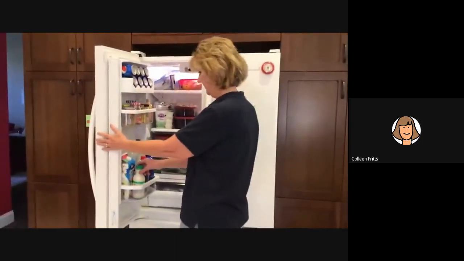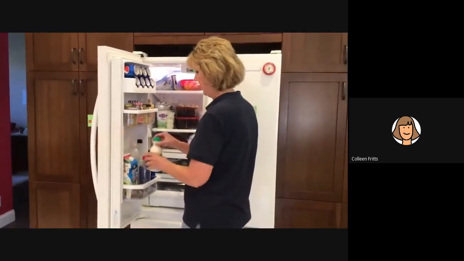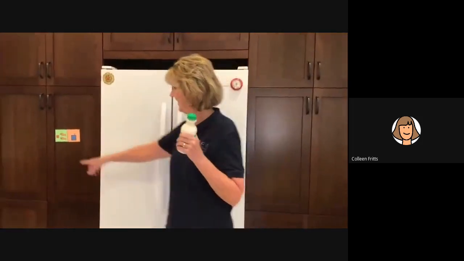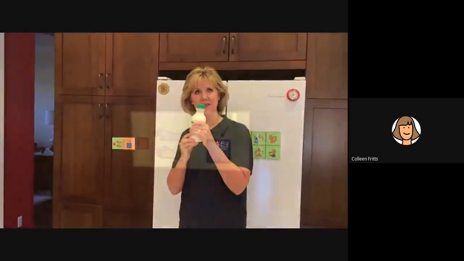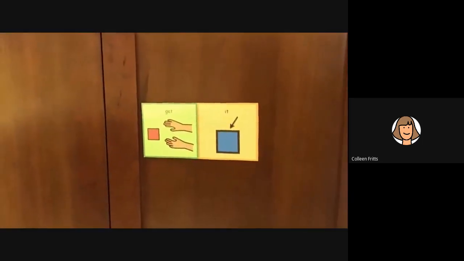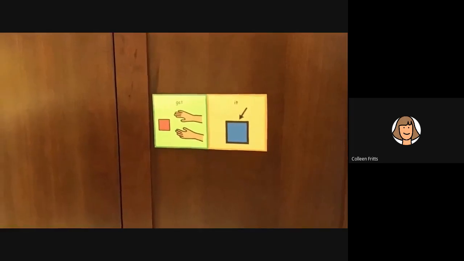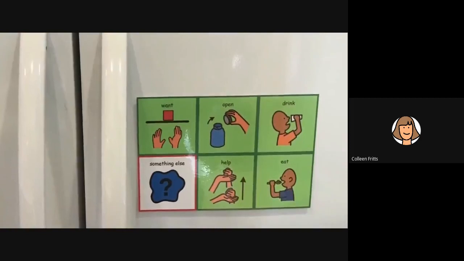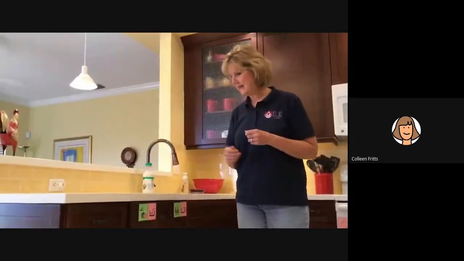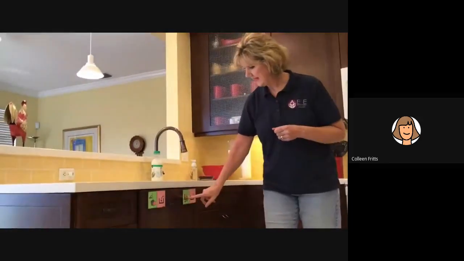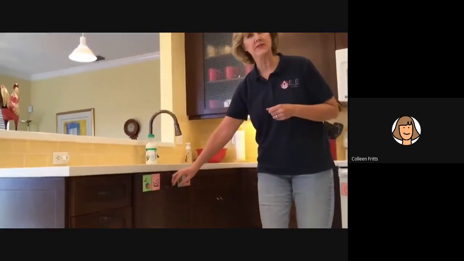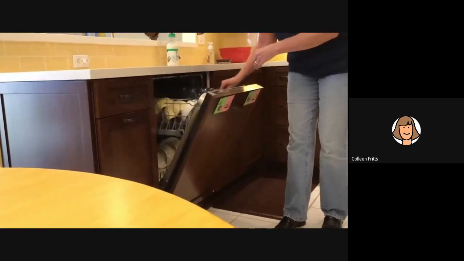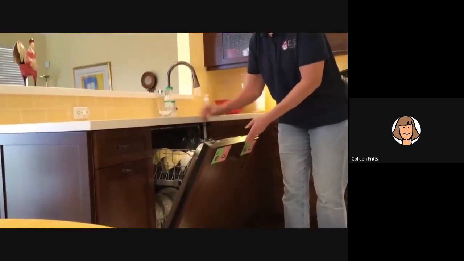Oh, I've got milk and almond milk. I think I'll get the milk. Yeah, I'm going to get it. I've got my milk. I need a glass. So I can take it out of my dishwasher. The dishes are clean, so I will take out. Okay, I have my glass.